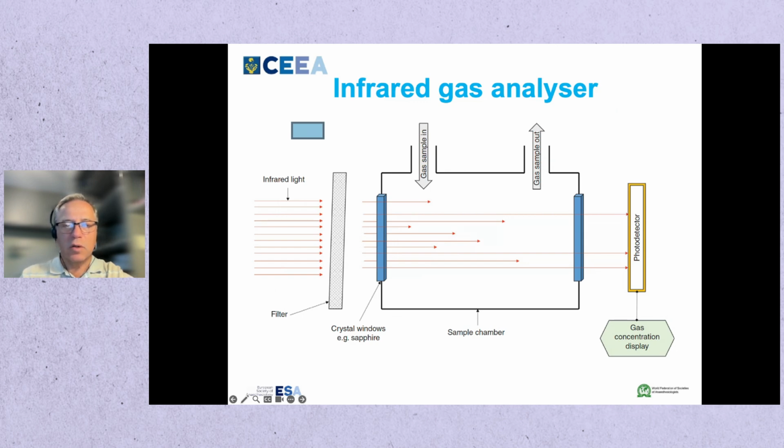Let's look inside a normal capnographic machine. The heart of the capnograph is the infrared gas analyzer. The infrared analyzer can measure many gases and works on the basis that any gas which contains two or more different atoms in the molecule will absorb infrared radiation.